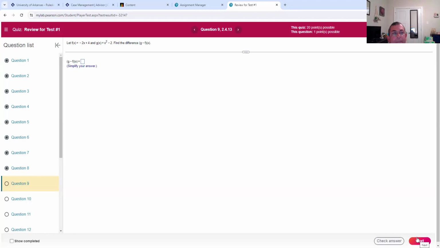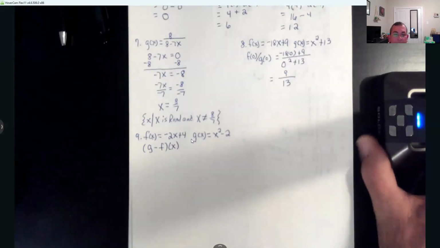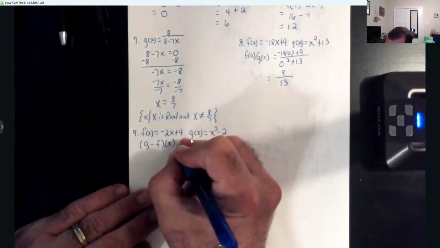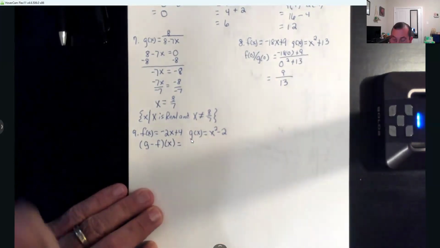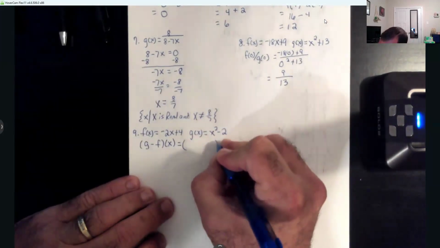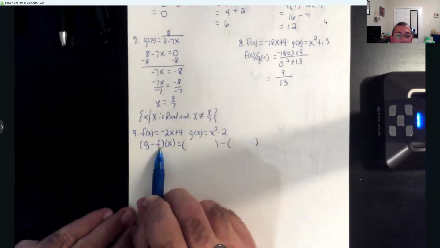Now, y'all notice, they're not giving you any numbers for that x on that G minus F of x. They didn't give us any numbers. So that means you cannot simplify this into a single number since they didn't give us a replacement here, okay? So all we can do is simplify this. So I'm going to do my G minus my F. That's the order they're giving us.